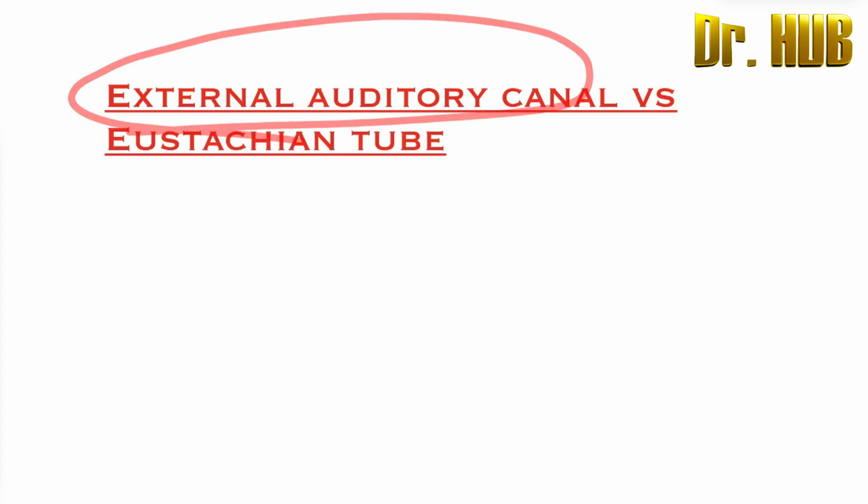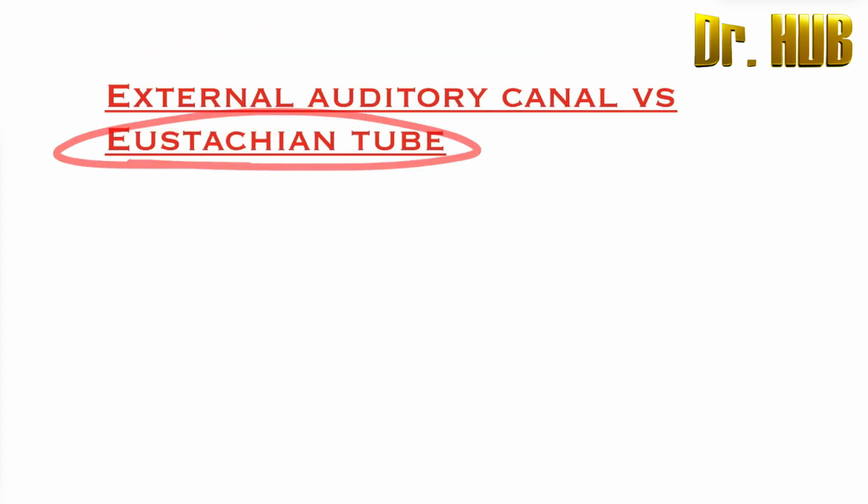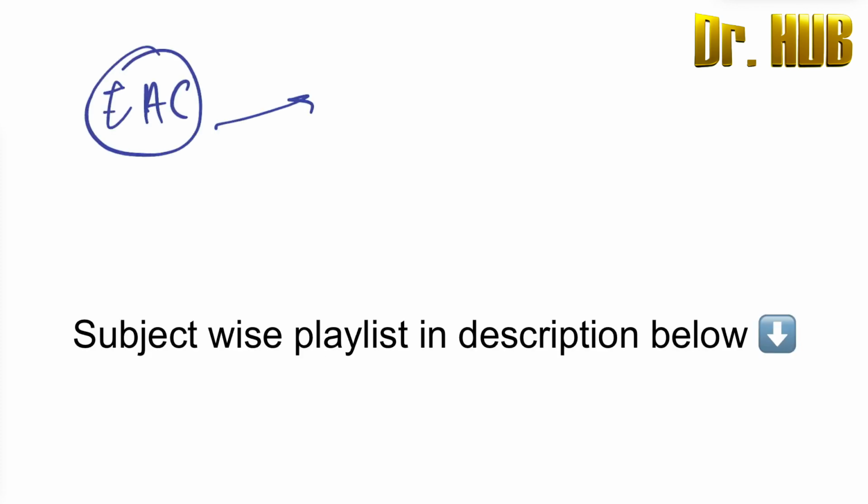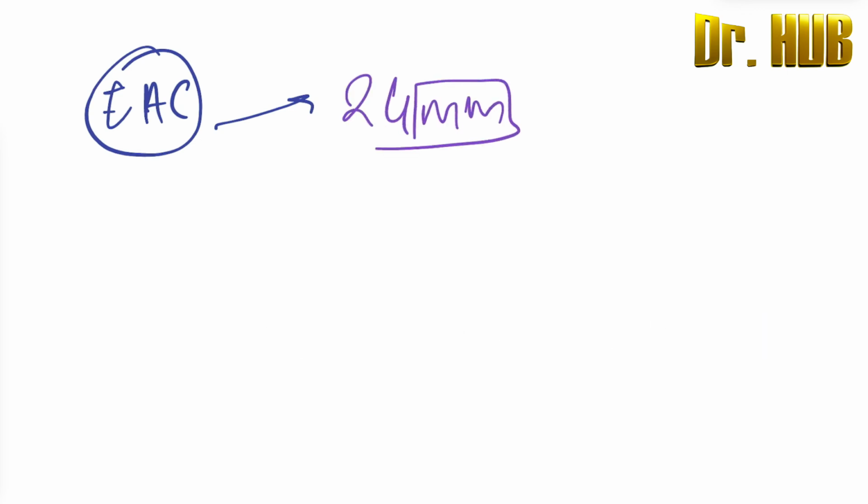External auditory canal, or the EAC, versus the ET, that is the Eustachian tube. So first, let's look at the EAC. Here the EAC is going to be 24 mm. We are just going to look at the unit in mm. So the total length is 24 mm.